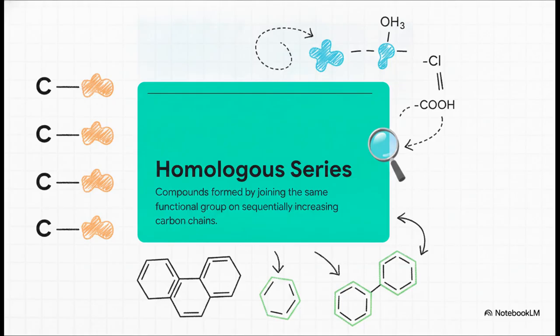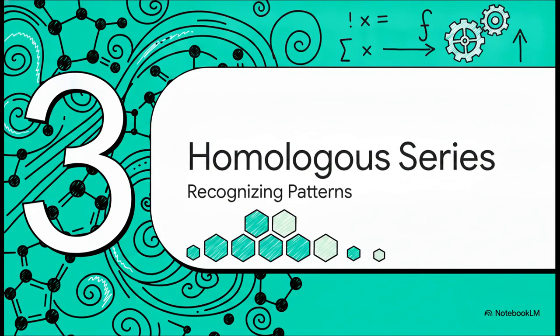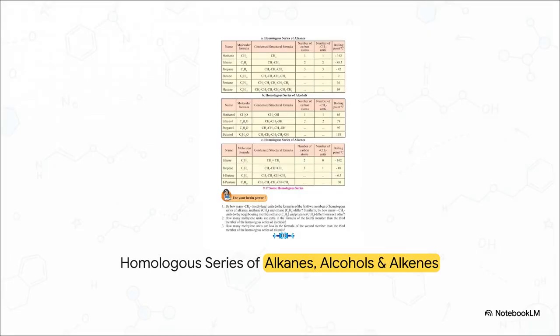Think of it as a series of compounds formed by joining the very same functional group, right in place of a hydrogen atom, on sequentially increasing carbon chains. Section 3, the homologous series, recognizing the patterns. Let us see how this builds into a highly predictable, almost mathematical sequence. If you inspect these tables closely, as we move down the list of alcohols, from methanol to ethanol to propanol, or even down the list of alkenes, just notice how the carbon chain grows systematically, step by step.